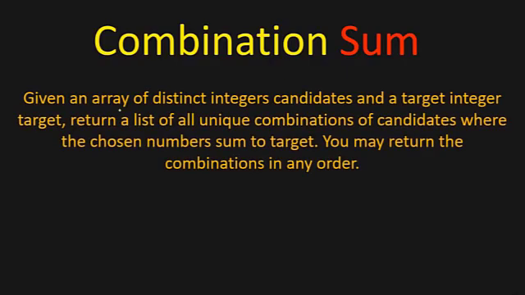Welcome to the coding interview question, Combination Sum. You're given an array of distinct integers candidates and a target integer target. Return a list of all unique combinations of candidates where the chosen numbers sum to target. You may return the combinations in any order.